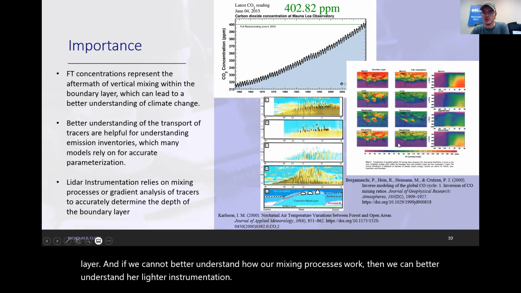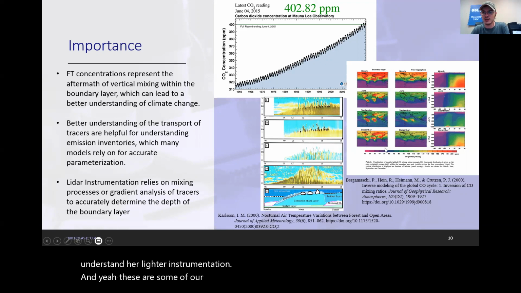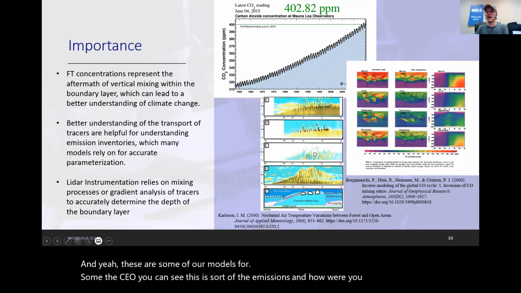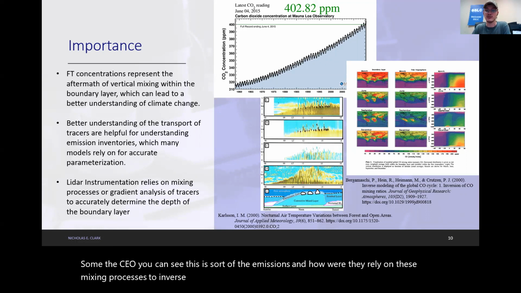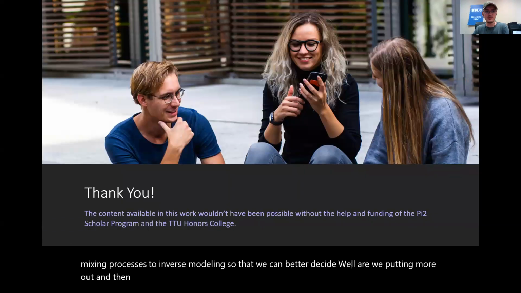And these are some of our models for the CO. You can see this is the emissions, and they rely on these mixing processes for inverse modeling so that we can better decide, are we putting more out than we're taking in?